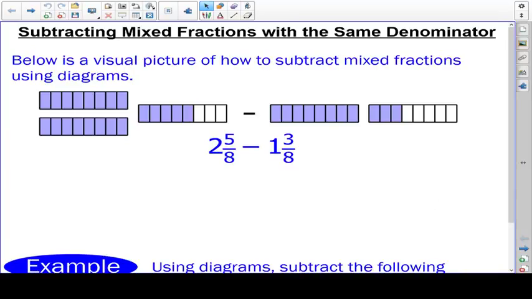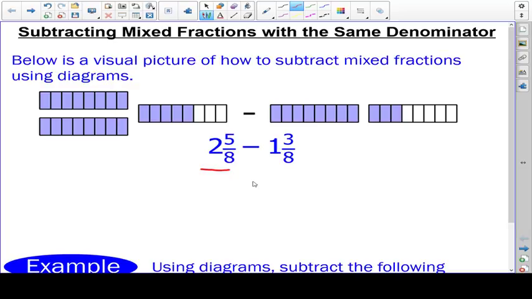Okay, hello grade 9s. Today we are going to be looking at subtracting mixed fractions with the same denominator, which is related to what we were doing last class when we were adding. All right, so we're going to start off just like we did last time with a diagram. So below is a visual picture of how to subtract mixed fractions using diagrams. So we'll start off with 2 and 5/8.